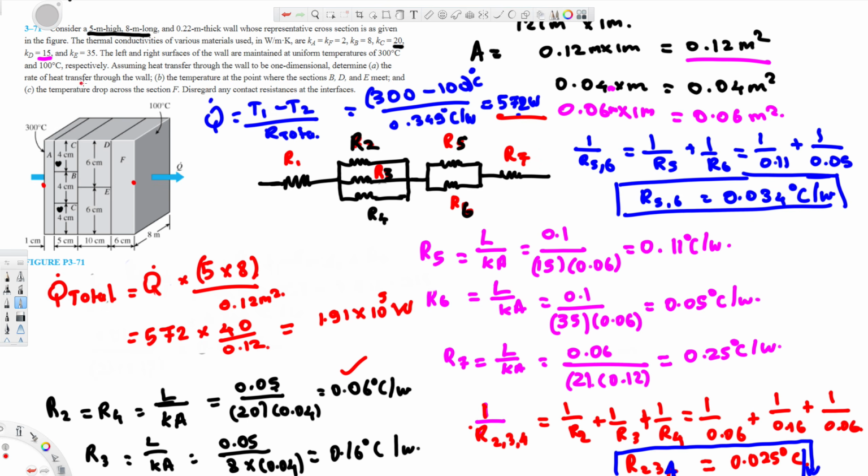And let's look at the B problem. B, the temperature at the point where the section BDE meet. So BDE is this block right here. This meets right here, right? So here they are asking for the temperature at this point. So here we are going to have two resistances, this resistance and this resistance. This R1 and R mid 1, right? So let's go ahead and calculate that one.